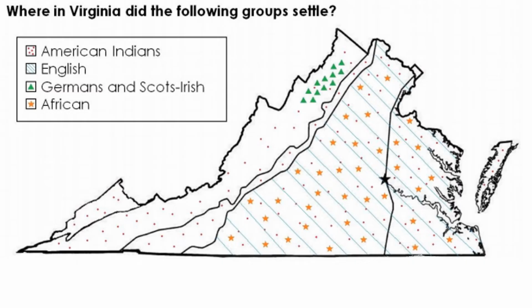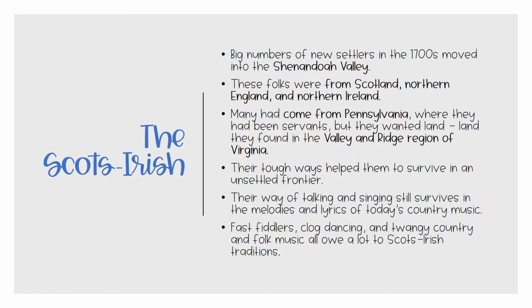The American Indians lived throughout Virginia. The English and Africans were in the coastal plains and Piedmont regions, and the Germans and Scots-Irish settled in the northern part of the Valley and Ridge region. The Scots-Irish settled in big numbers in the Shenandoah Valley in the 1700s.